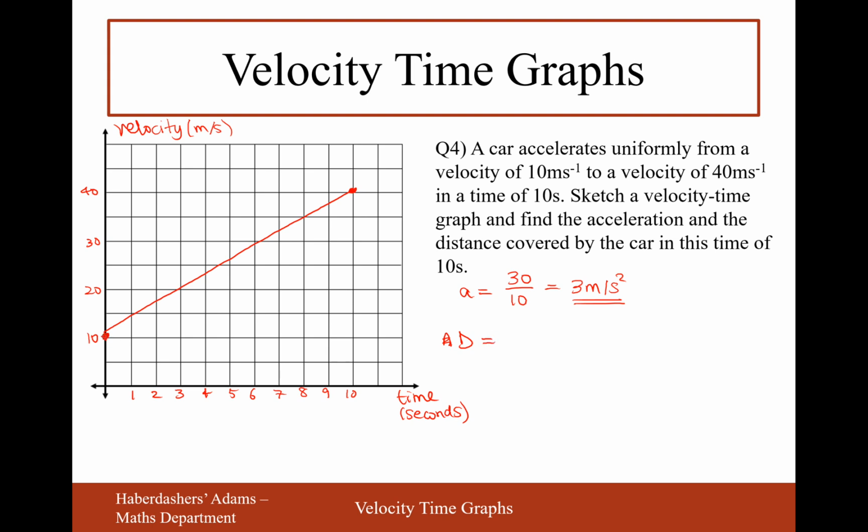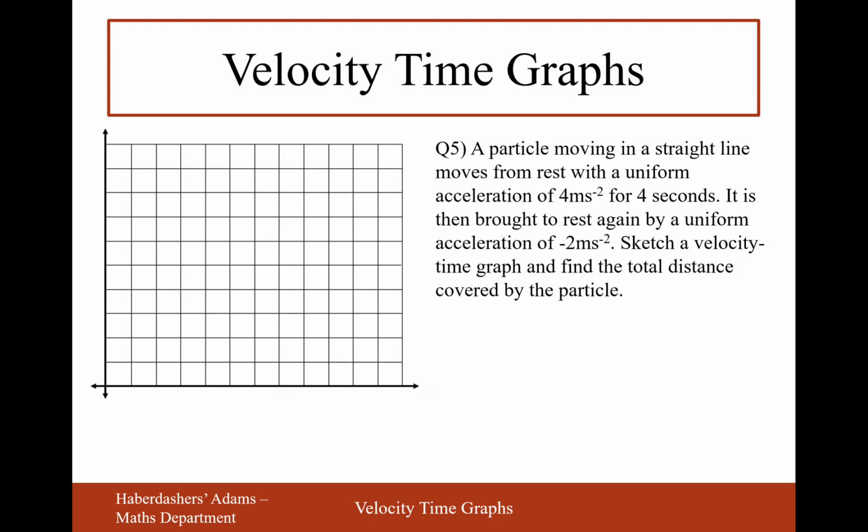Let's now do the area or the distance travelled. And that's a trapezium. It's going to be from 10 to 40, so 10 plus 40 divided by 2, times by the time taken, which is 10 seconds. So that's going to be 50 over 2 is 25, 250 meters travelled. And there we are, that's the answer to question 4. Let's move on to question 5. Pause the video and give this one a go.